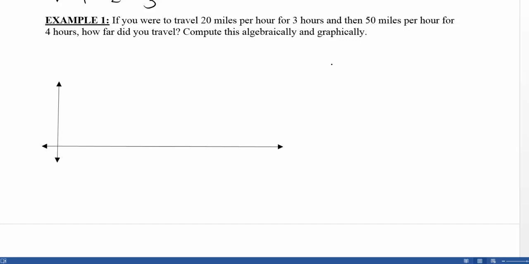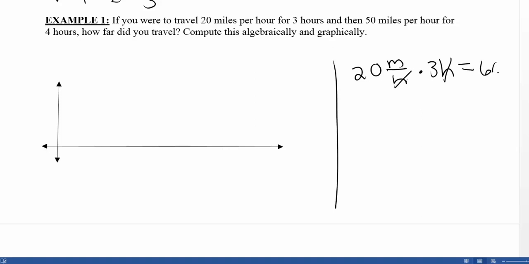So for the first part of our trip, we went 20 miles per hour times 3 hours. Again, we need to make sure our units match up. The hours are going to cancel, and I get 60 miles. So for this first part of the trip, I know that I went 60 miles.